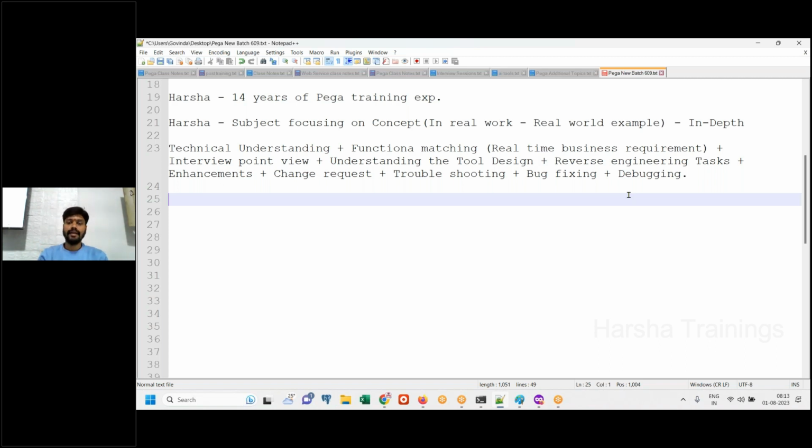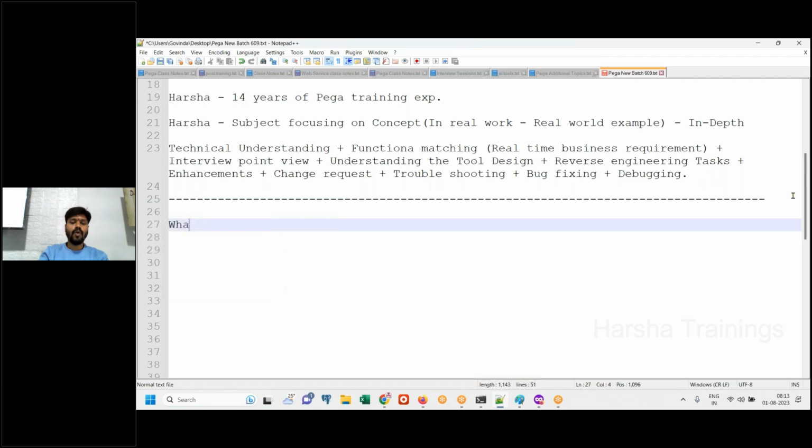Okay, and we will start now, we are going to start the session now. You just got a heads up of what you are going to learn, in what ways you are going to be molded. Next thing is, okay, what is Pega?